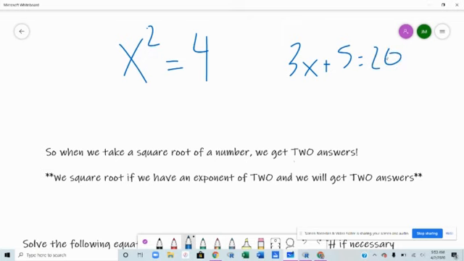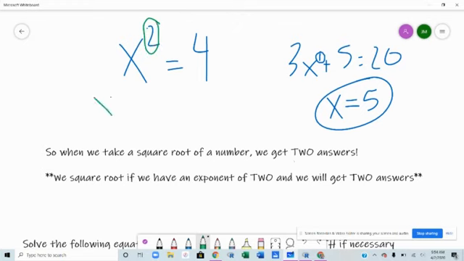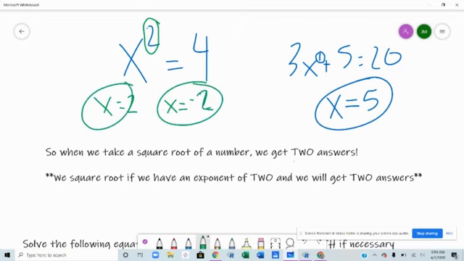Let's talk about our linears real quick. The one we just solved. Remember that a linear has an exponent of 1. And how many answers did you get? Just 1. Over here, our quadratics, look at our exponent. What's our exponent? 2. And how many answers did we get? We got 2 answers. So quadratics have an exponent of 2 and they give you 2 answers. Linears have an exponent of 1 and they give you 1 answer. Okay?